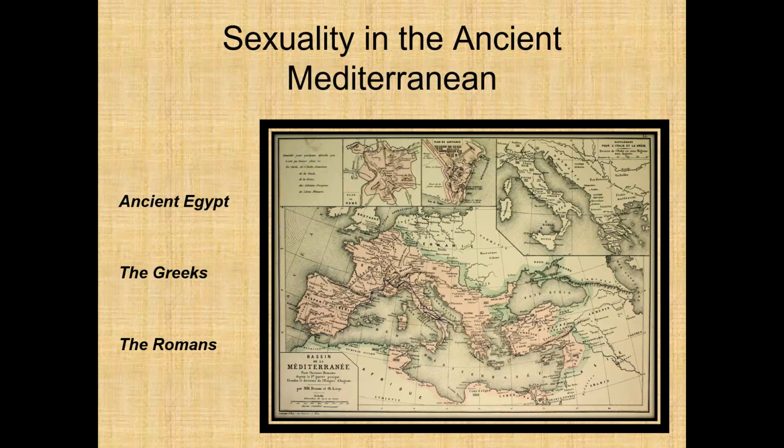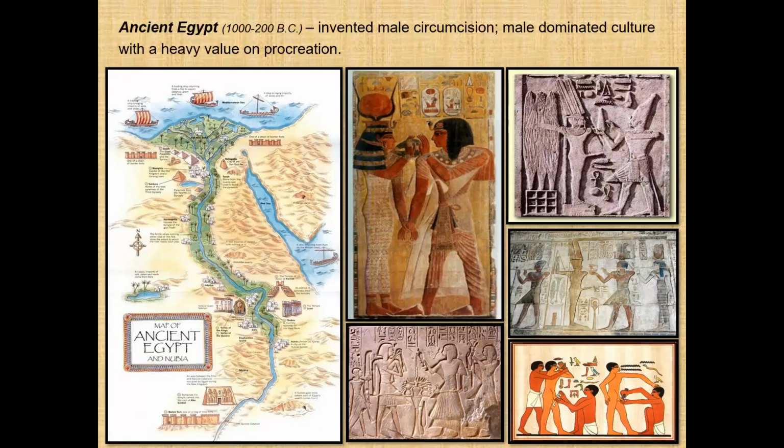So now we're back like 1000 BC. We're back quite a few years here. And I gave you a map just for perspective of where we're talking about. So ancient Egypt, a really interesting ancient culture. A couple of things are credited to ancient Egypt. The first one, and you can thank them or hate them, is they invented male circumcision. Ancient Egyptian culture is credited with inventing circumcision.